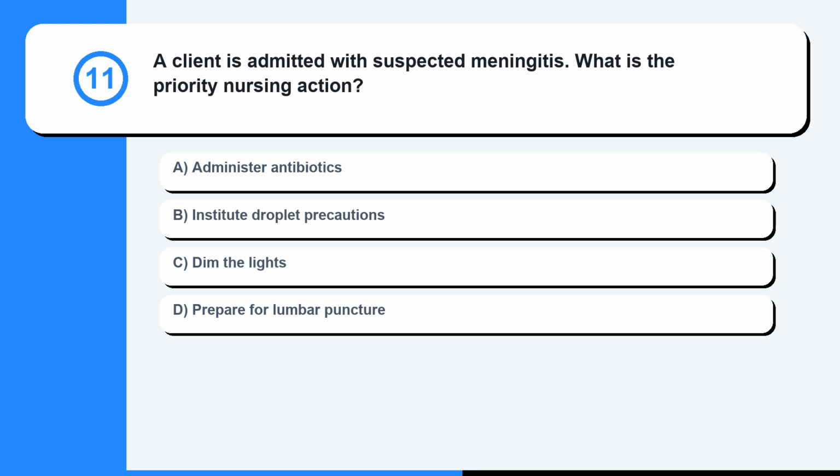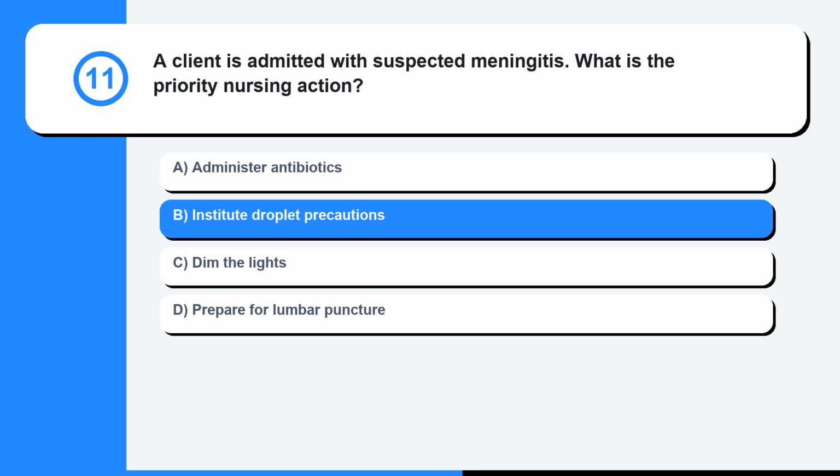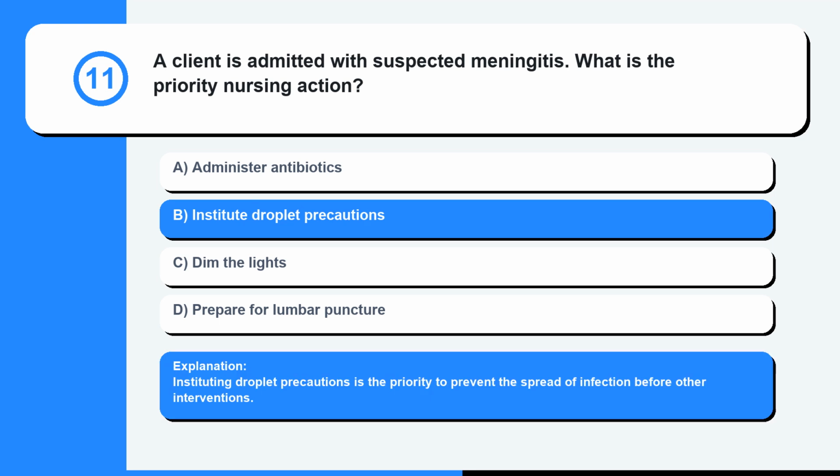Question 11. A client is admitted with suspected meningitis. What is the priority nursing action? A. Administer antibiotics. B. Institute droplet precautions. C. Dim the lights. Or D. Prepare for lumbar puncture. The correct answer is B. Institute droplet precautions. Instituting droplet precautions is the priority to prevent the spread of infection before other interventions.